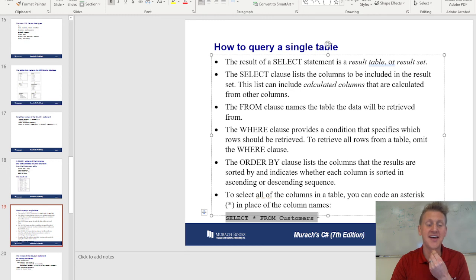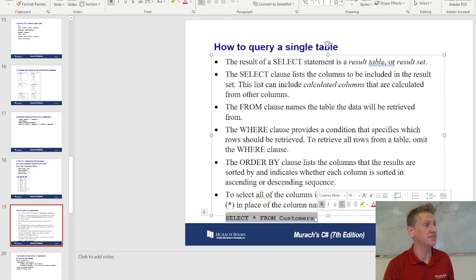Here's another example. Select everything, select star from the customer's table. Okay, you're still looking at a result set. This particular result set is basically everything.